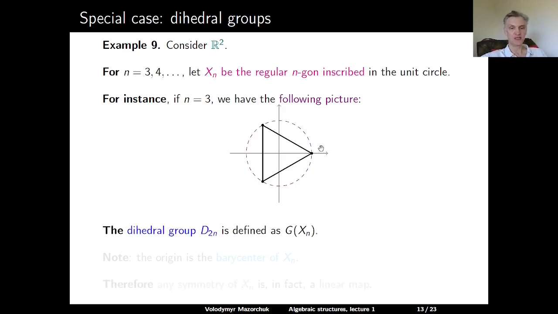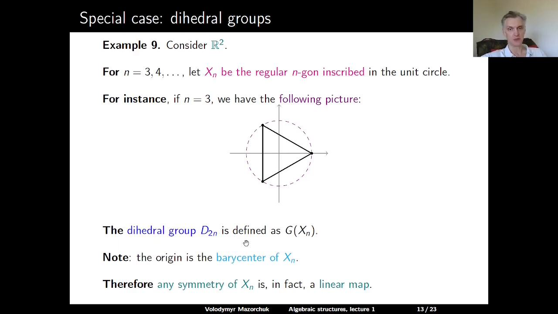Then the dihedral group D with the index 2n is defined as the group of symmetries of this regular n-gon X_n. Since this is a regular polygon inscribed in a circle, the barycenter of this polygon is the center of the circle, which is the origin of our coordinate system. So this implies that any symmetry of X_n, so any element in the dihedral group, is in fact a linear map from R2 to R2, because it preserves the origin.